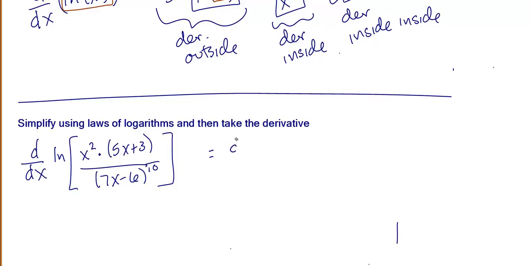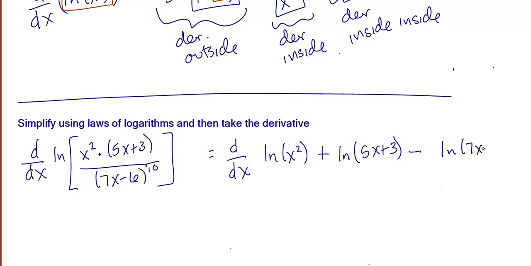So before I take that derivative, let's simplify. So if you remember, if we have a product inside a log, we can bring that out as an addition. So we can say that this is the natural log of x squared plus the natural log of 5x plus 3. And when you have a division, you just subtract. Subtract the natural log of 7x minus 6.